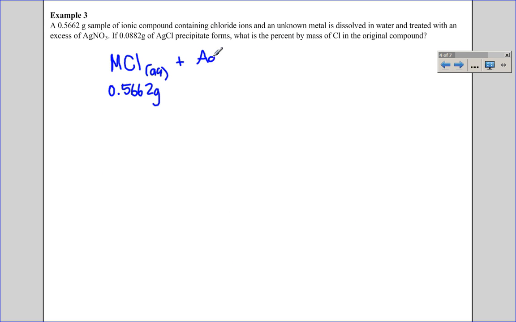And we study this by dissolving it in water, so it's aqueous, and then reacting it with silver nitrate. And silver nitrate is also aqueous because of the nitrate. All nitrates are soluble. So when we do this double displacement reaction, we're going to produce AgCl, and we're going to produce the nitrate of M, which is also going to be soluble. So the metal that I have here is really irrelevant in this question. I'm not too concerned about it.